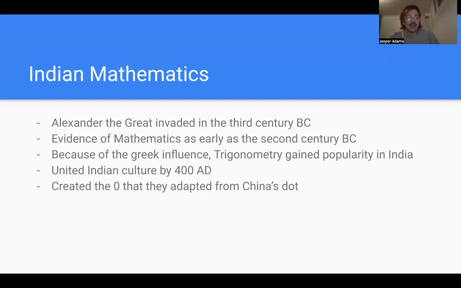And we see a united Indian culture by 400 AD, which helped bring in all of this mathematical curiosity, for people to come together and work together to figure out what is true about mathematics. They were also in contact with the West and with China, because they were in a nice middle spot. So we see that they adapted and created the zero. China had a dot, but we had not yet seen a zero in play. But the Indians were able to create that zero that we so greatly value today.